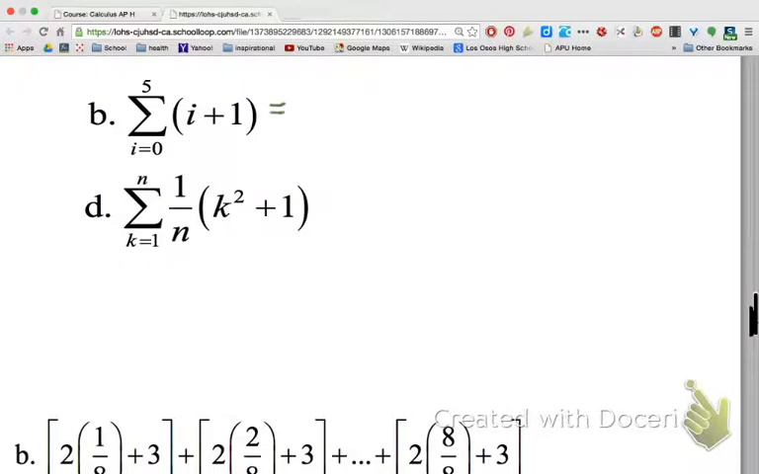So now notice on this one that i is actually starting at 0. So first I'd plug in 0, which would give me 1. And then I'd plug in 1, which would give me 2. Then I'd plug in 2, which would give me 3. And then I'd plug in 3, which would give me 4. And then I'd plug in 4, which would give me 5. And then I'd plug in the last number, which would give me 6.